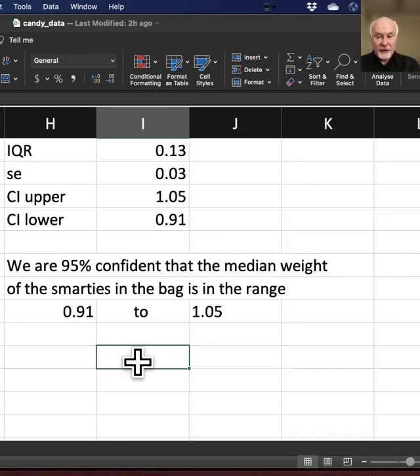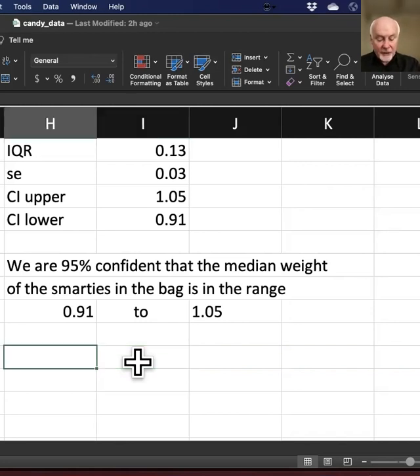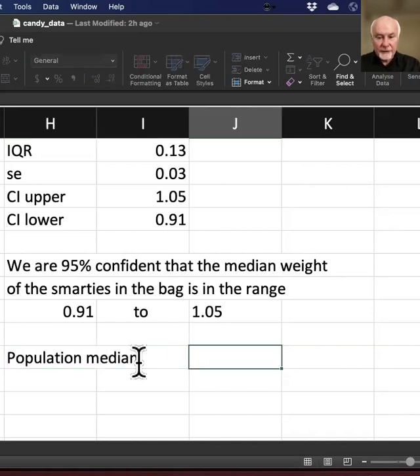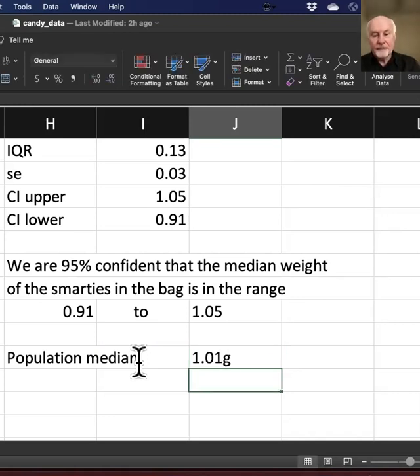Just so you know, there were actually 119 Smarties in the bag, and the population median was 1.01 grams. So that, in a nutshell, is just a little toy example, but it illustrates the basic principle. I did this with a bag of 119 Smarties in it.